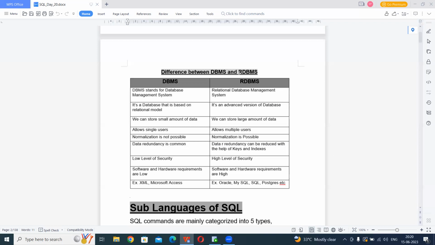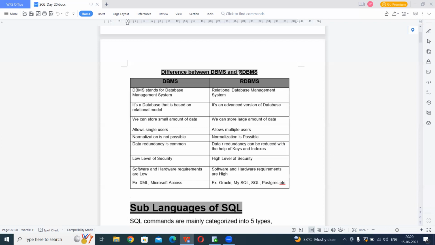But in RDBMS, data redundancy can be decreased. In DBMS, as it is the basic model, we have only a very low level of security. And coming to RDBMS, as it is the advanced model, it has a high level of security.